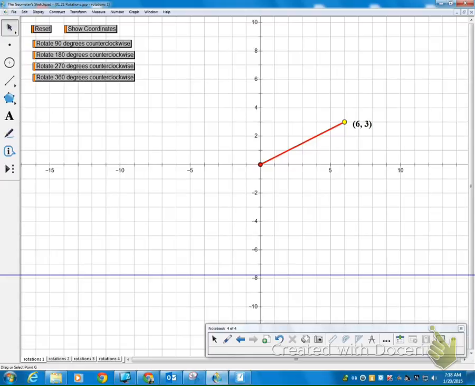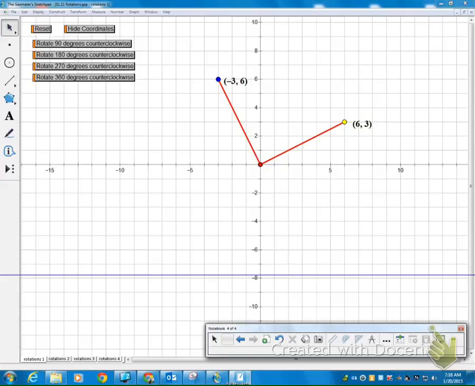So if you notice, I have my yellow point here, this is the point being rotated, and then I have my rotation point right here. This is the point that everything is going to rotate around. So what I'm going to do is I'm going to look at a 90-degree rotation right here. We can see it rotated 90 degrees, and now I have my new coordinates.